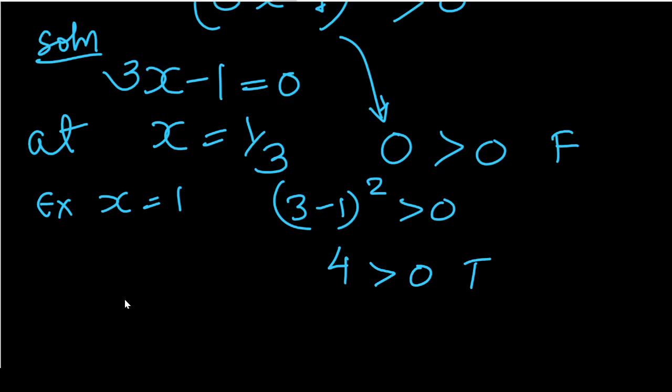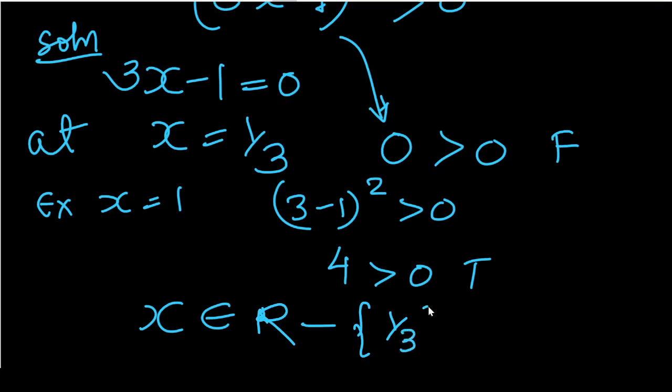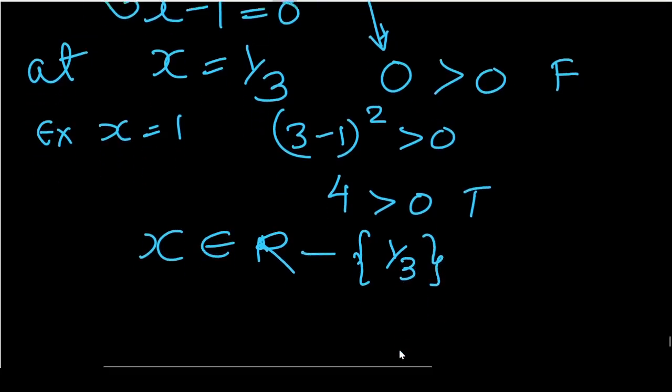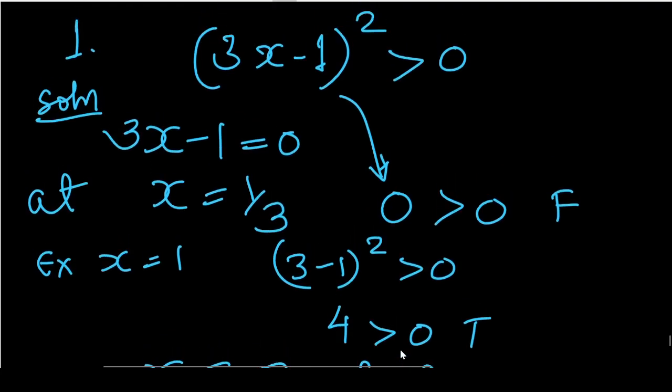So again, the solution of this is same as what we did above, deriving the identity. It would be all real excluding the value of x for which the square value vanishes, that is x all real excluding 1 by 3. That is the answer to (3x minus 1) whole square greater than 0.